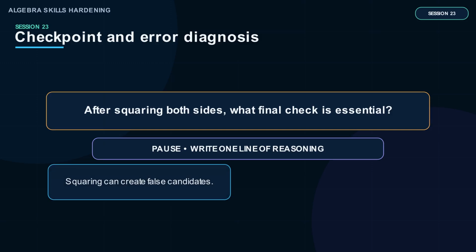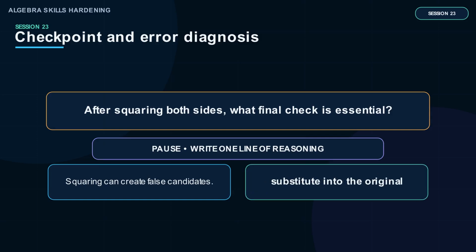Here is a hint: squaring can create false candidates. Use it to repair your setup rather than guess. An accepted answer is: substitute into the original. Explain why it works and name the first step that would expose a common error.